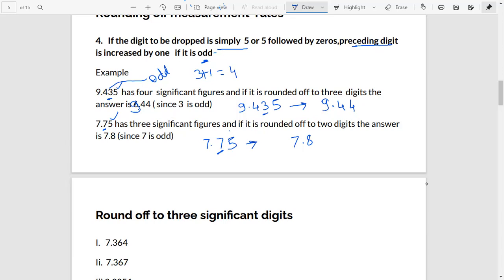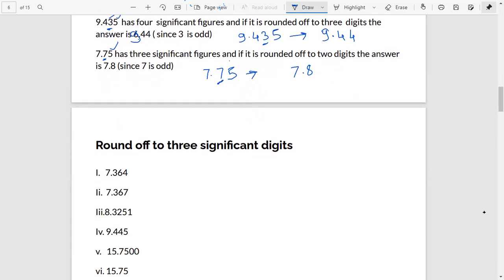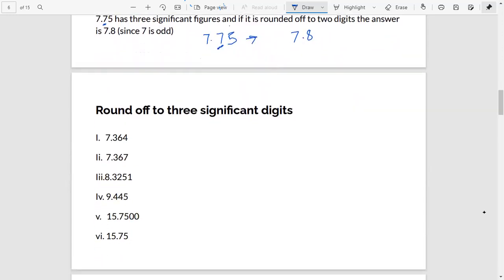So I hope that all these 4 rules are clear, and if they are clear, then let us solve a few examples. What does this say? You need to round it off up to 3 significant digits. Only these 3 are the 3 significant digits. You have to round it off to 3 significant digits. So let us see what the solution is.